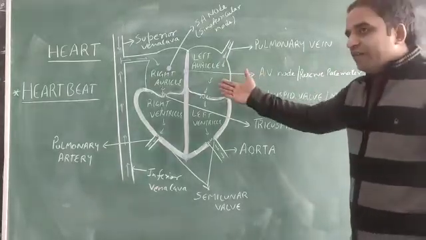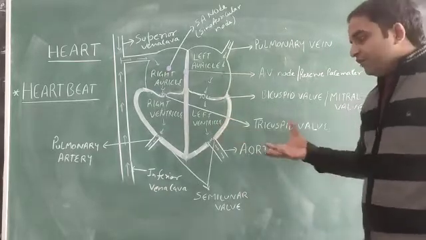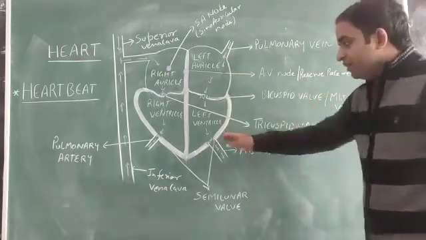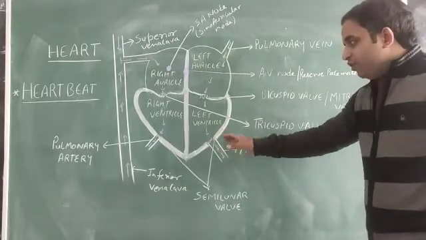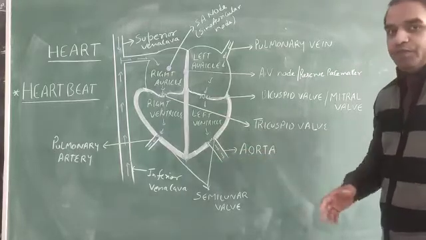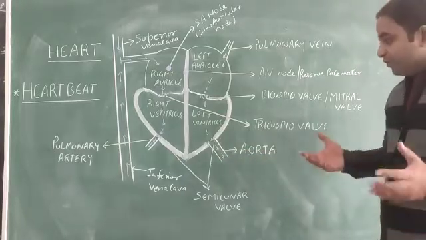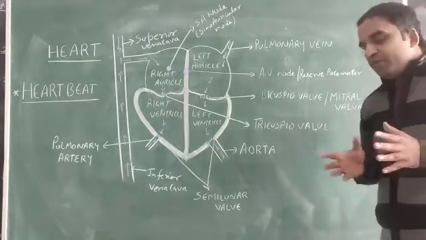And from the left atrium, it is emptied into the left ventricle. When the left ventricle contracts, the oxygenated blood reaches the body by the help of the aorta. The aorta is, you can say, the widest blood vessel. It carries the blood to all the different parts of the body.